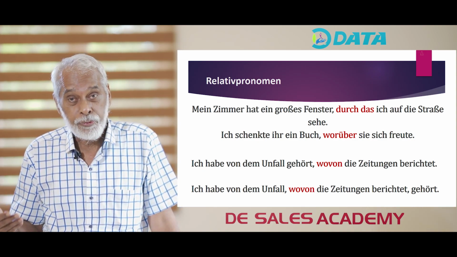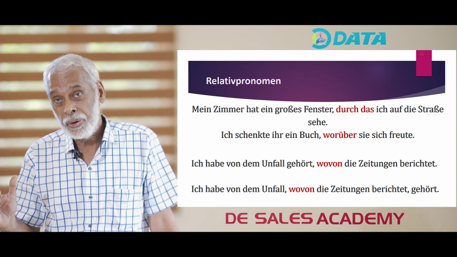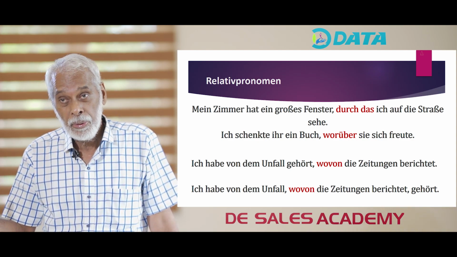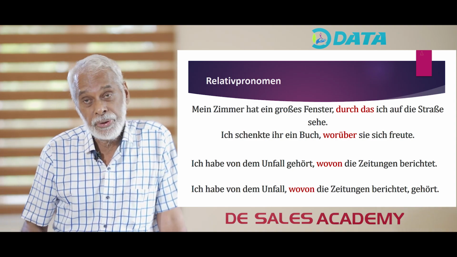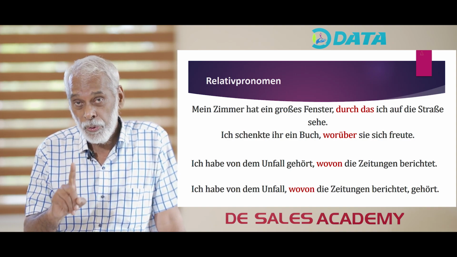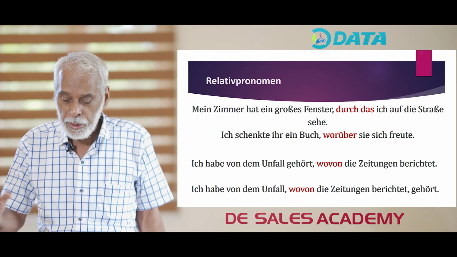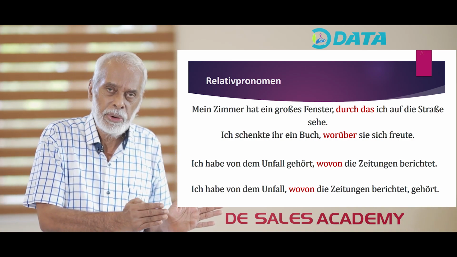Ich habe von dem Unfall, wovon die Zeitungen berichtet, gehört. There are two conventional ways of saying a relative sentence. The first one, ich habe von dem Unfall gehört. That means the participle "zwei", you are adding to the first part.